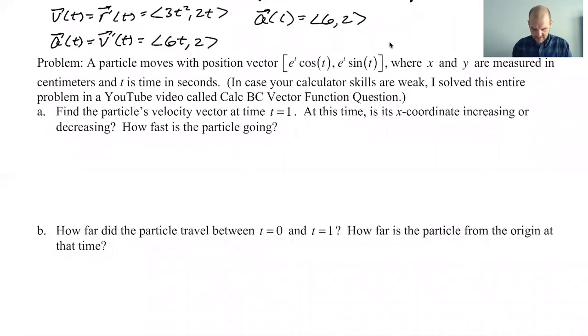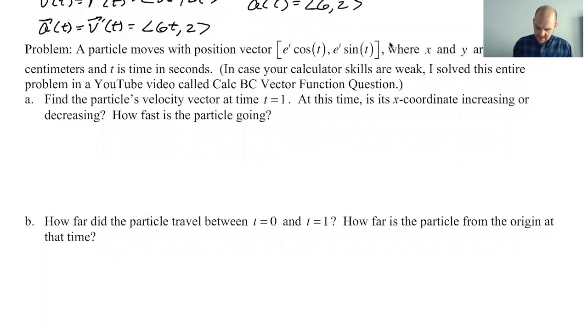So a particle moves with position e to the t cosine of t, e to the t sine of t. That looks really unhappy to me. So what is that? Cosine and sine give you a circle, but then e to the t is making the radius increase. So I think this is like a spiral. You could check that out on the calculator.